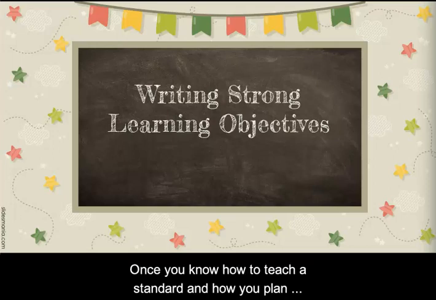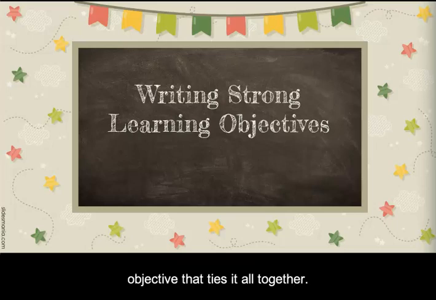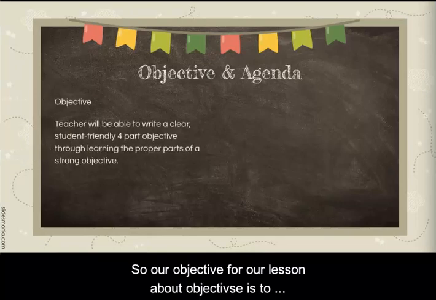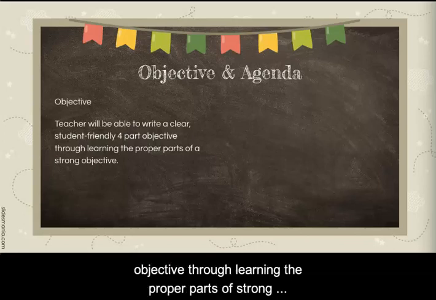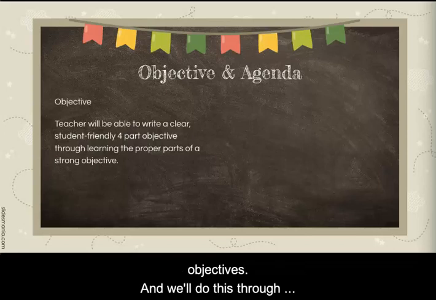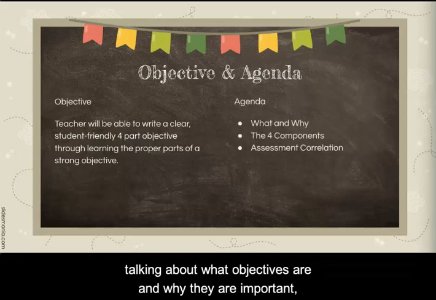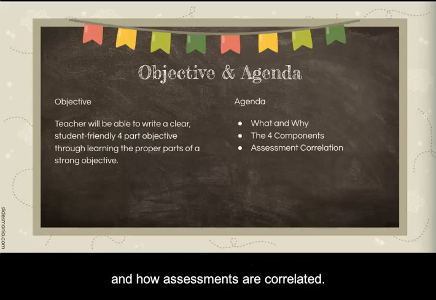Once you know how to teach a standard and how you plan to assess it, you can write a learning objective that ties it all together. So our objective for our lesson about objectives is to be able to write a clear, student-friendly 4-part objective through learning the proper parts of strong objectives. And we'll do this through talking about what objectives are and why they're important, the 4 components that go into having strong objectives, and how assessments are correlated.